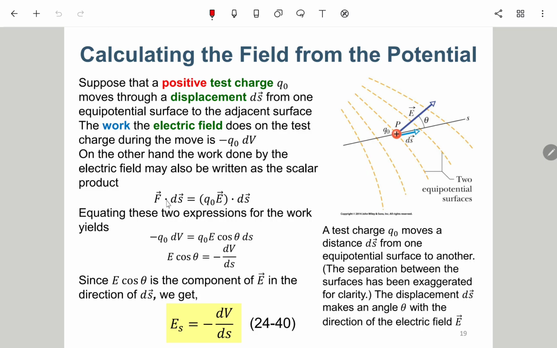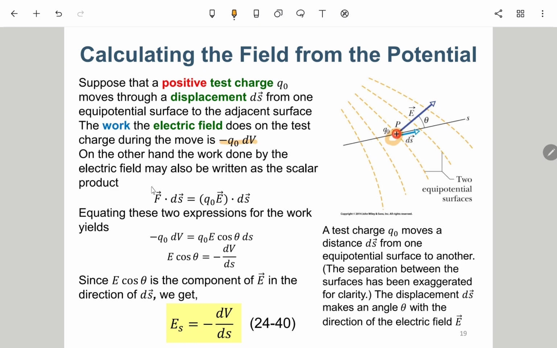Here, suppose we have a positive test charge Q0, which is this one, and then it moves through a displacement ds from one equipotential surface to the adjacent surface. So the work the E field does on the test charge during the move is negative QV. This is the work done, because this is the E field, and it will do some work.